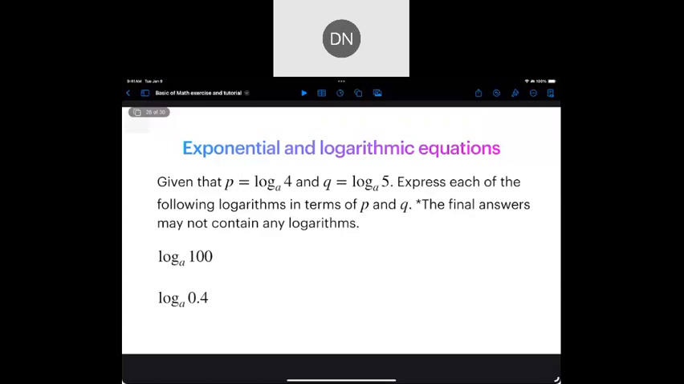Okay, how to start this? How to start? Well, we can start now. The first one, log base A of 100. What is that in terms of P and Q?